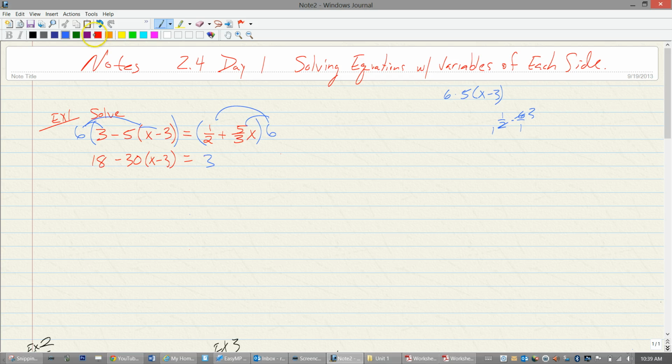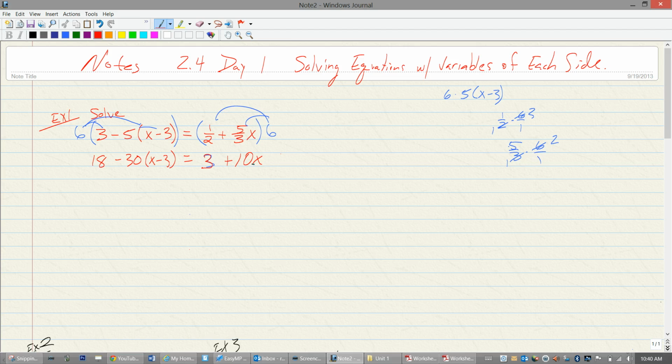Oops, I should write that in red. Okay, and then we do 6 times 5/3. Again, we can cross cancel. 3 divided by 3 is 1, 6 divided by 3 is 2, and then you're left with 5 times the 2. 5 times 2 is 10.